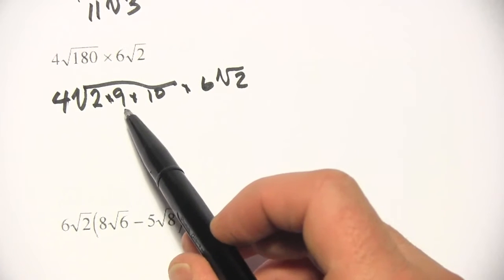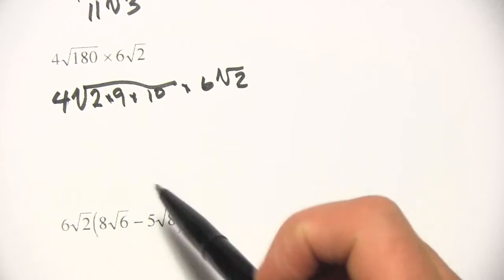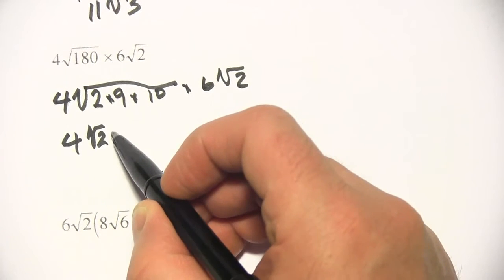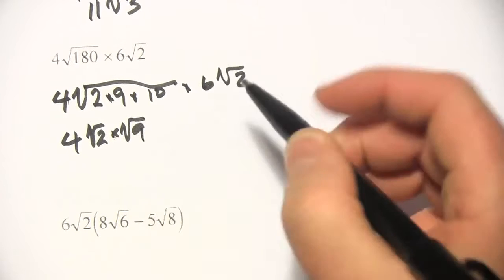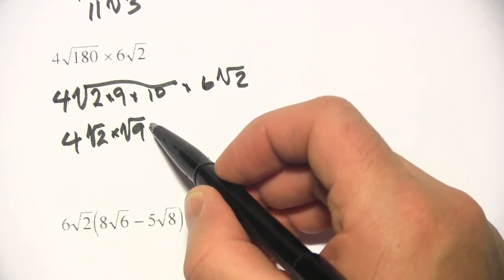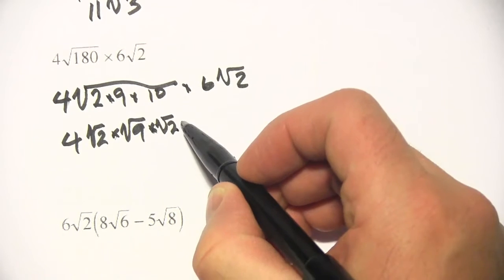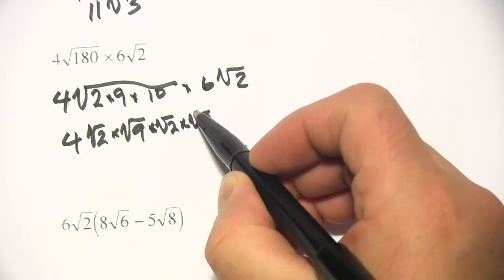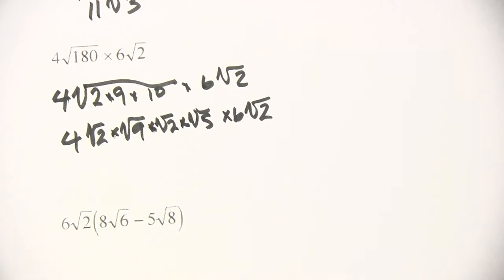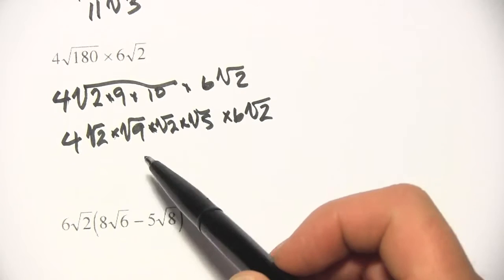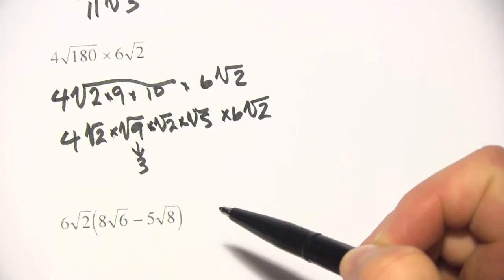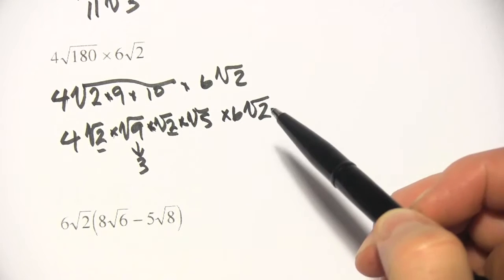Well, I like the 9 because I know how to take care of the square root of that. So I'm going to rewrite this as 4 times the square root of 2 times the square root of 9. And square root of 10 is actually the square root of 2 times 5. So I'm going to write that as times the square root of 2 times the square root of 5. And then we've got our times 6 times the square root of 2. Okay, we're getting there on this one. I'm going to start simplifying. The square root of 9 is 3. And then we've got 2 square roots of 2.